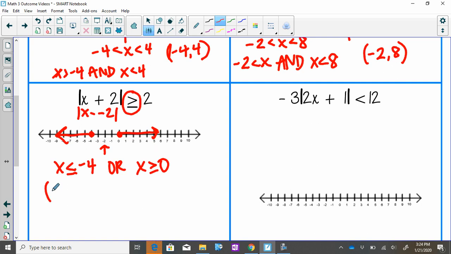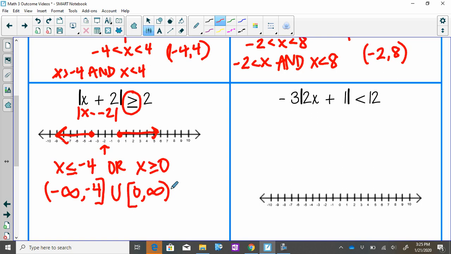In an interval, this would be negative infinity, comma, negative 4, where you would have a hard bracket on negative 4 to indicate it can equal it. And then the union symbol for or. And this next section would be 0, comma, infinity for the right side.